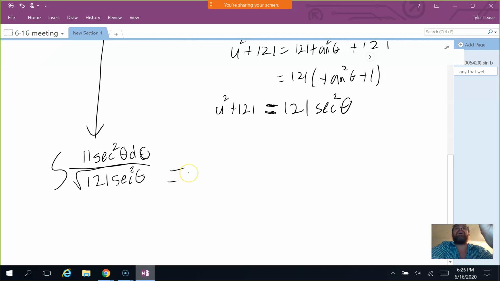Okay, cool. All right, so hopefully some stuff will simplify down. It almost always will with these questions. I have an 11 up top and a square root of 121 in the bottom, which is also 11, so the 11s cancel out. I have a secant squared up top, and then the square root of secant squared in the bottom, but that's just one secant, which cancels out with one of the secants up top, which means the only thing we have left over is just the integral of secant theta d theta.